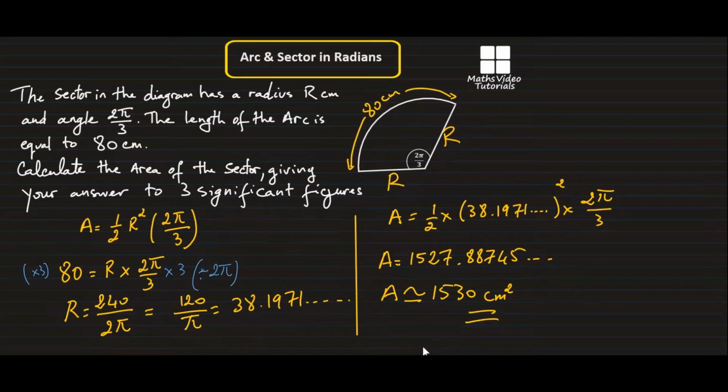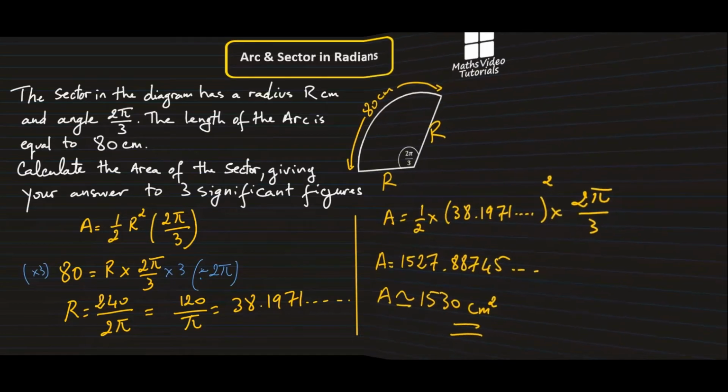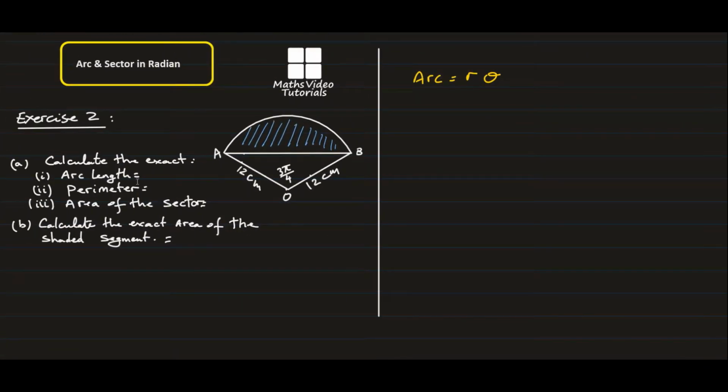All right, we'll do another one after this. The question asks us to work out the exact value of the arc length, the perimeter, and the area of the sector for part A. Exact value means giving the answer in terms of pi. So let's do this one.